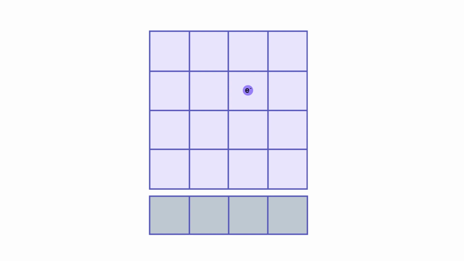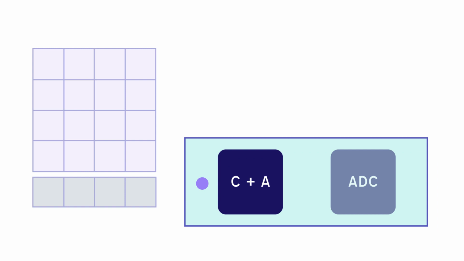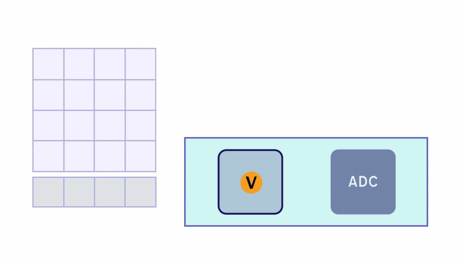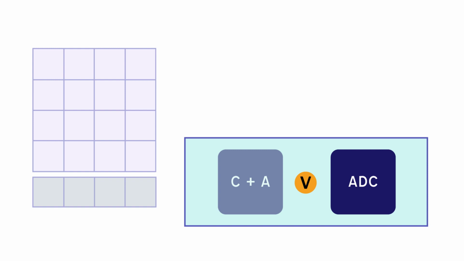The electrons are moved down the column of pixels to a readout register. They're then moved one by one to an output node, where they're converted to a voltage through a capacitor, and this signal is passed through an amplifier to make it larger and easier to measure. An analog-to-digital converter, ADC, converts this voltage to a number.